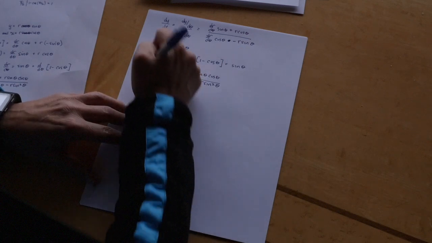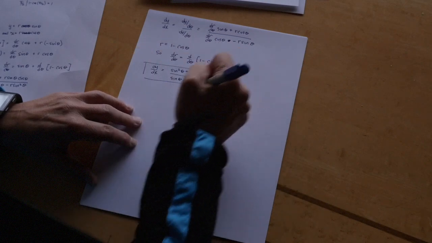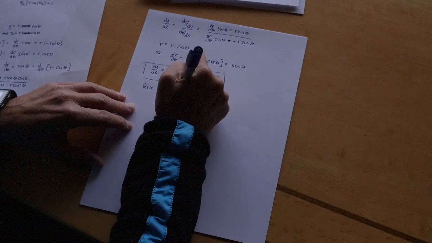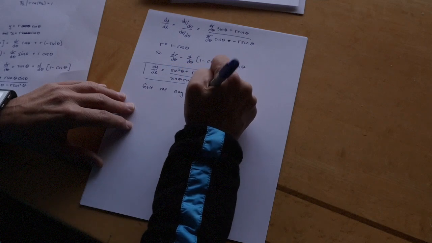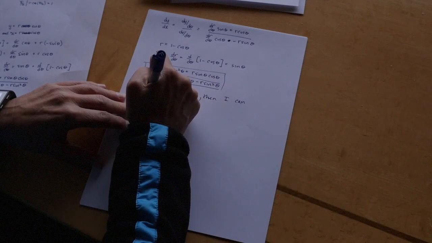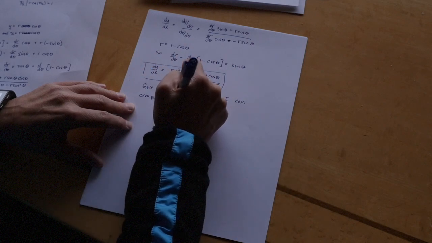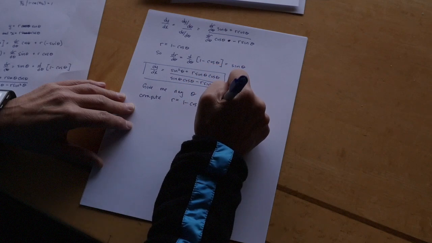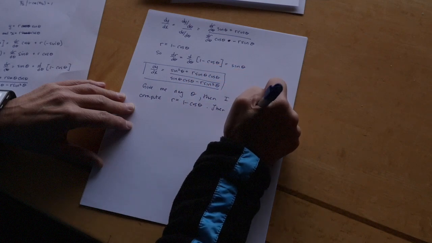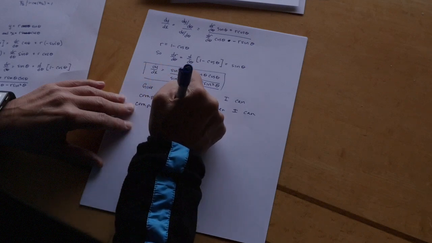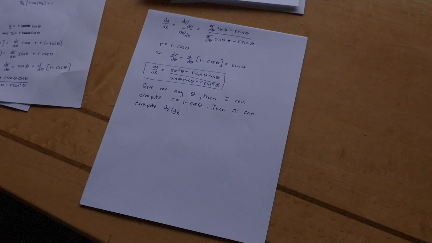Okay, so now that I have an expression here for dy by dx, you can give me any theta, then I can compute r. I compute r equals 1 minus cos theta. Then I can compute dy by dx. So now you give me any theta.